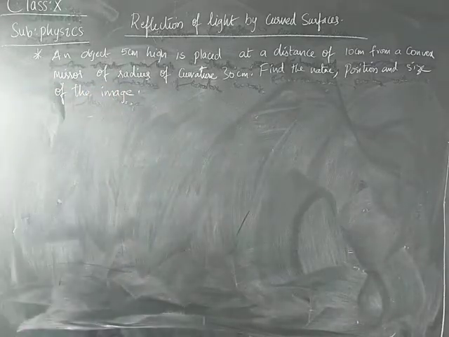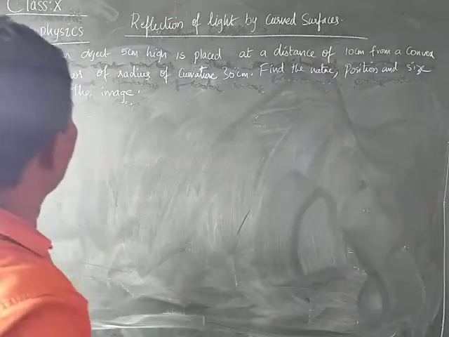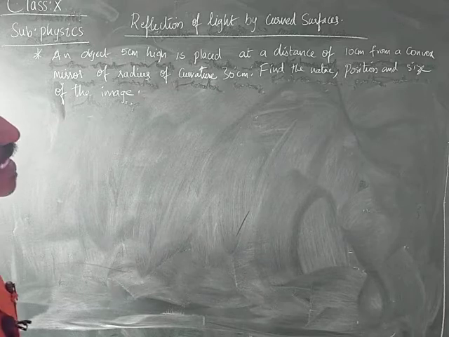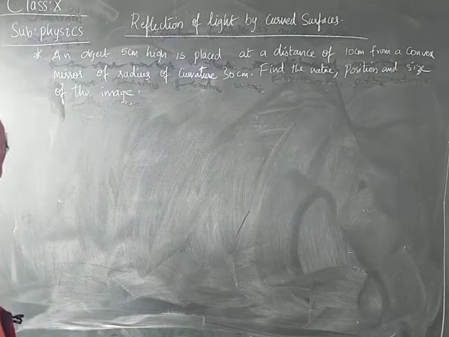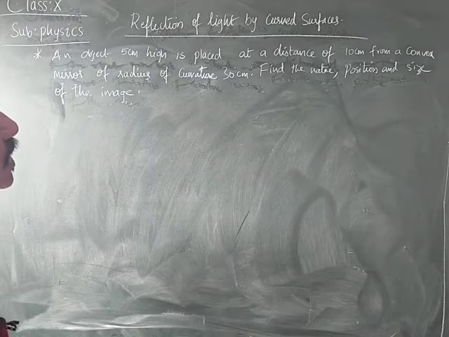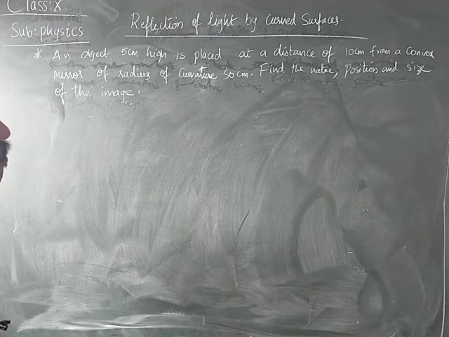Okay, here children, just see the problem. An object height is 5 centimeter. It is placed at a distance of 10 centimeter from a convex mirror of radius of curvature 30 centimeter. Find the nature, position and size of the image.